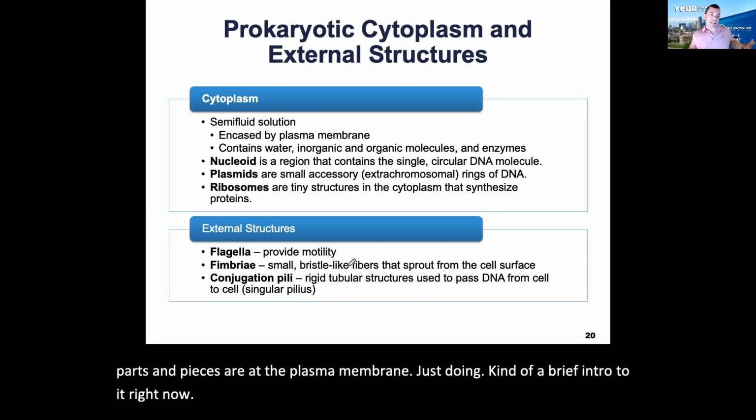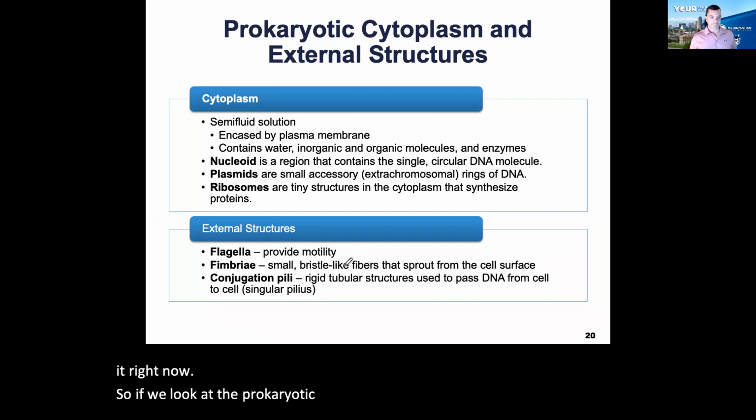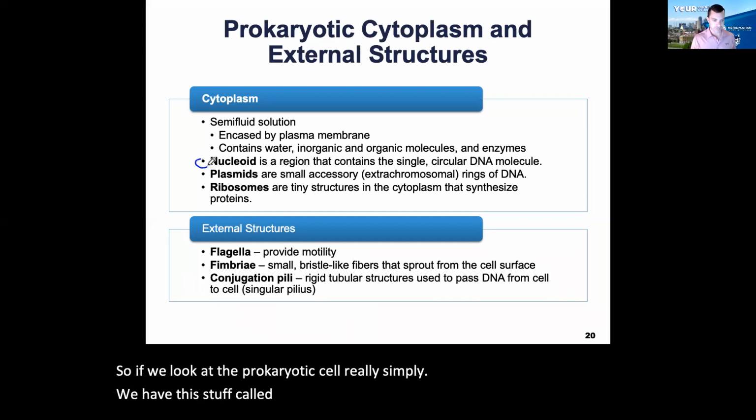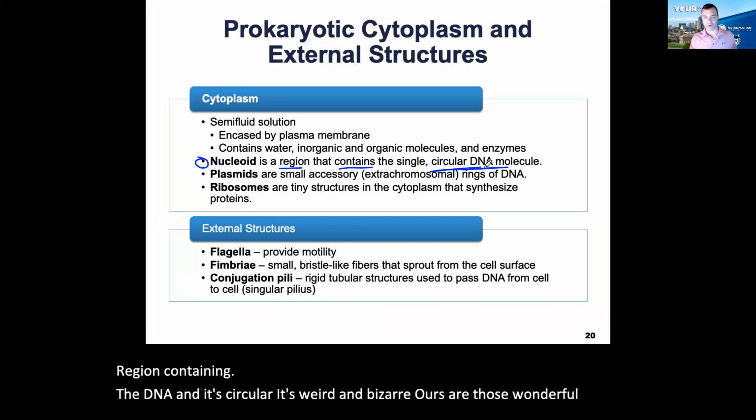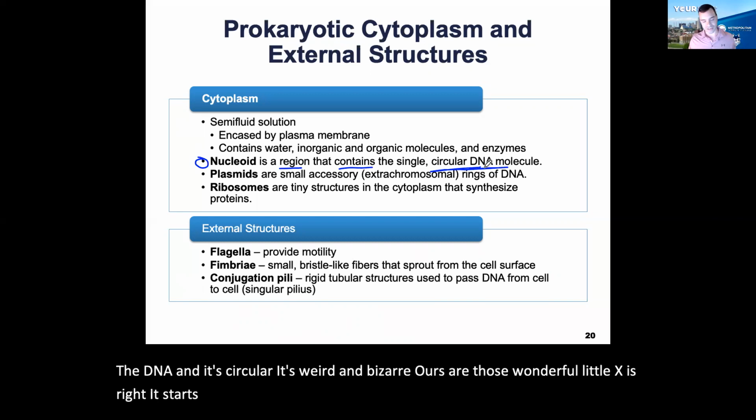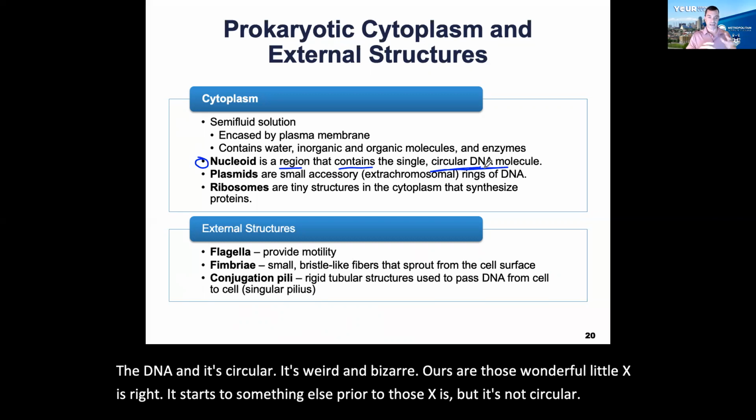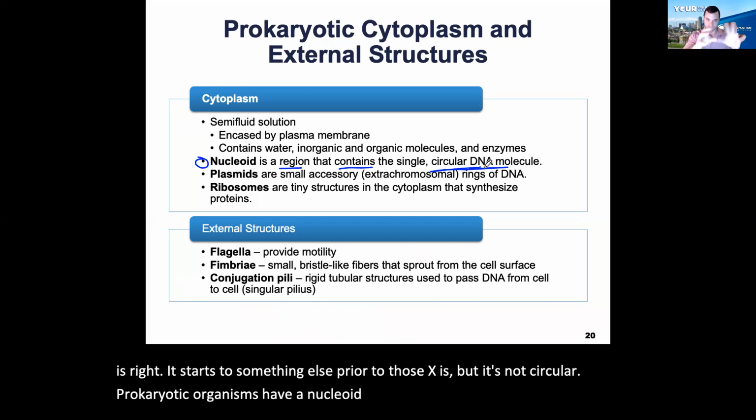So if we look at the prokaryotic cell really simply, we have this stuff called a nucleoid region. It's a region containing the DNA, and it's circular. It's weird and bizarre. Okay, ours are those wonderful little X's, right? Well, it starts as something else prior to those X's, but it's not circular. All right, prokaryotic organisms have a nucleoid region. Remember, they don't have a defined nucleus.